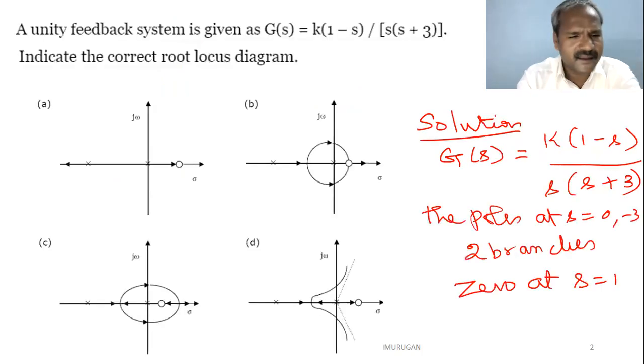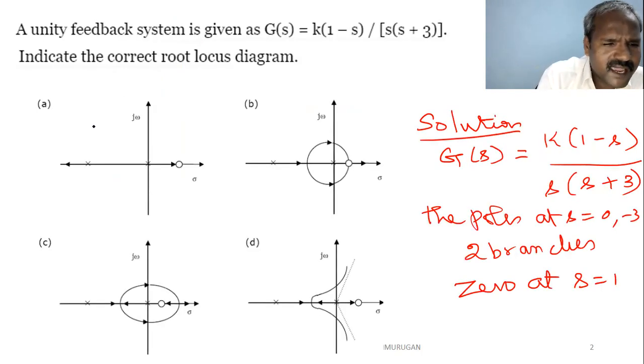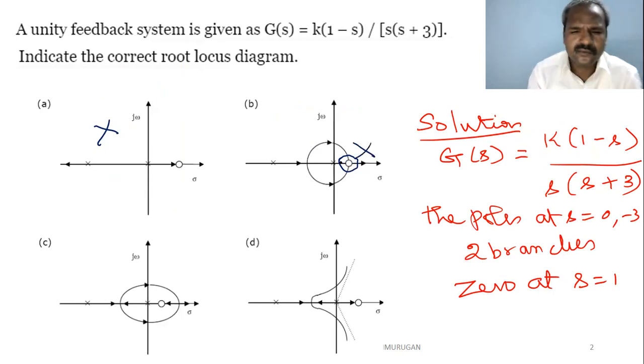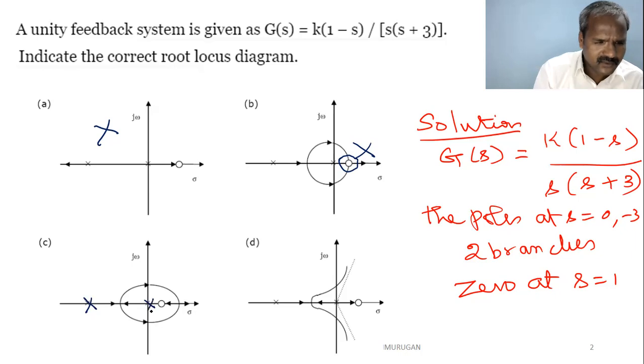Now let's go back. Diagram A is not applicable because there is no breakaway. In the next one, a branch is originating from 0, which is also wrong, since a branch never originates from 0. Here there is a breakaway point between these two, which may be 0 and -3.